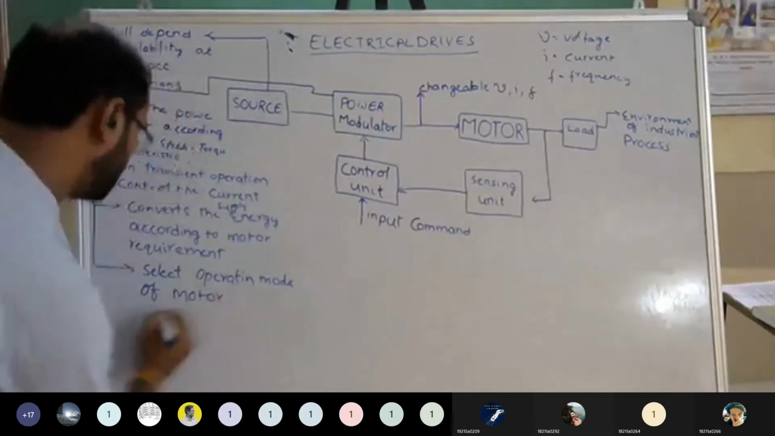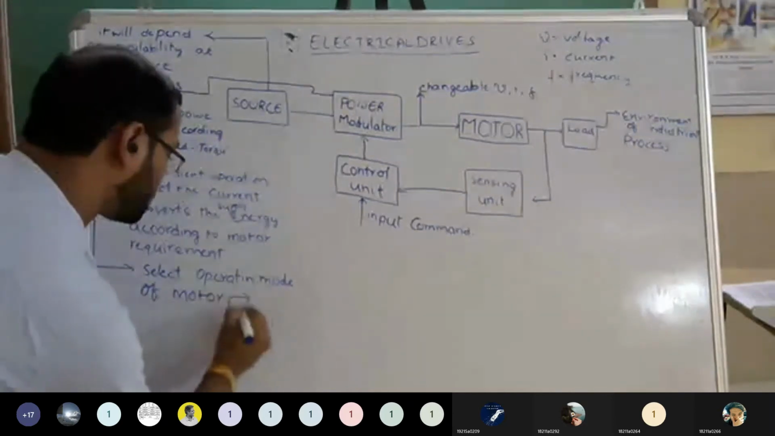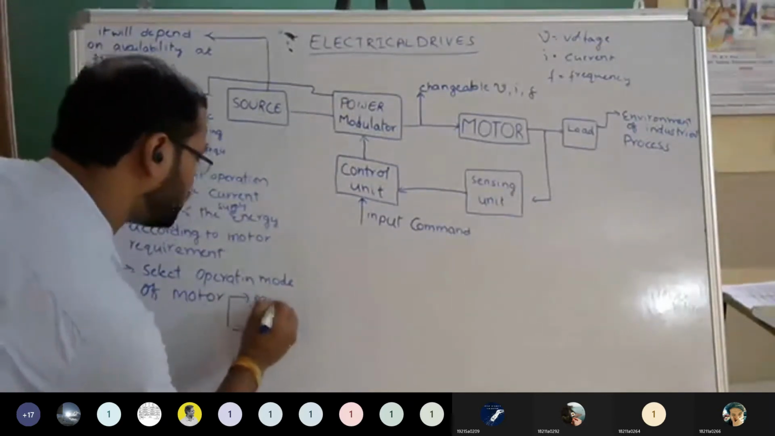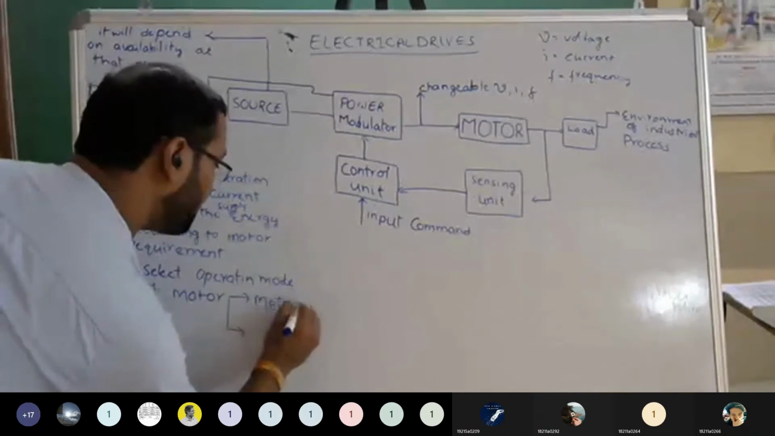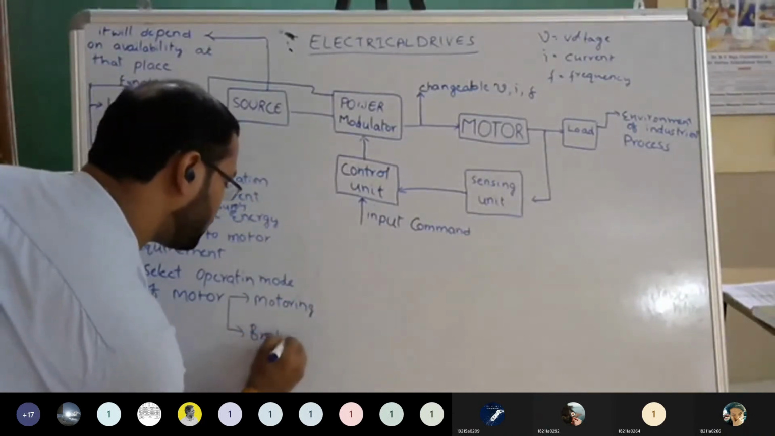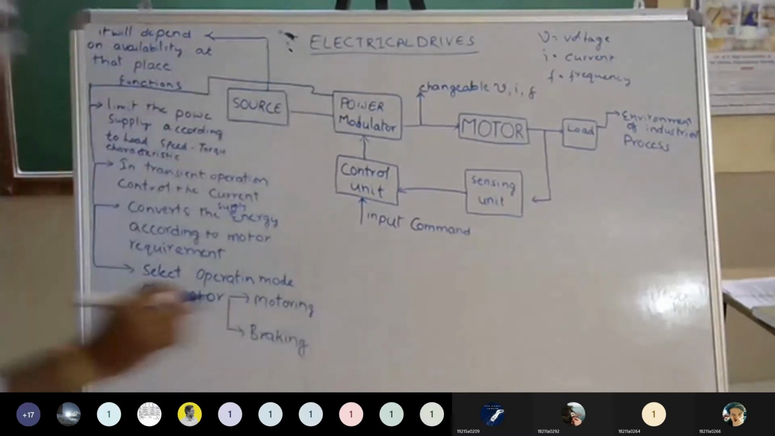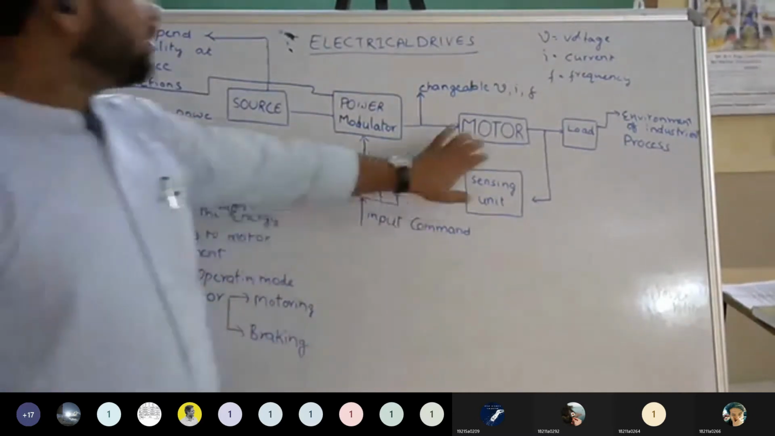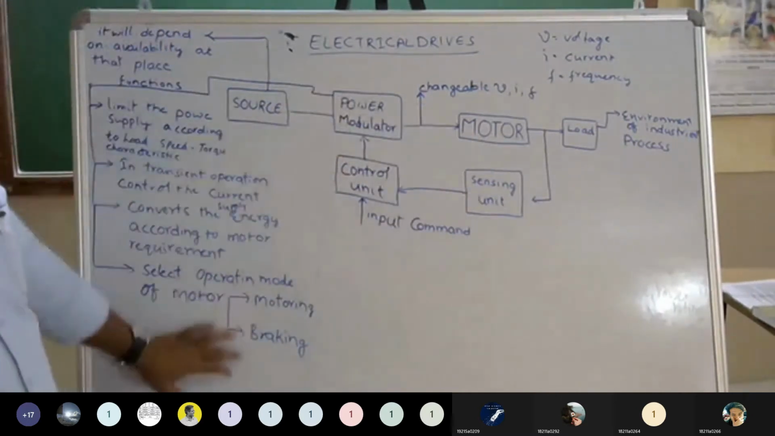In this, there are two things. I will write here with arrow marks. So what are the two modes? Motoring mode, and another one is braking mode, or plugging also you can say. So which mode it has to operate in, this power modulator will decide.